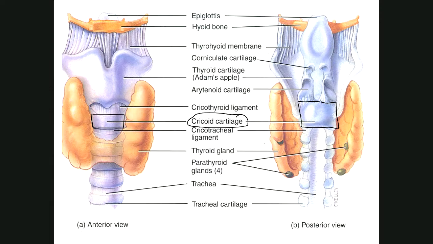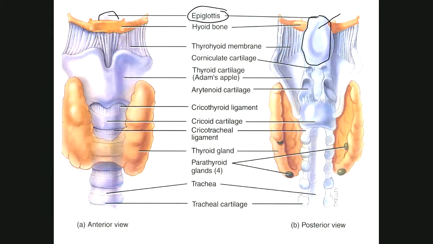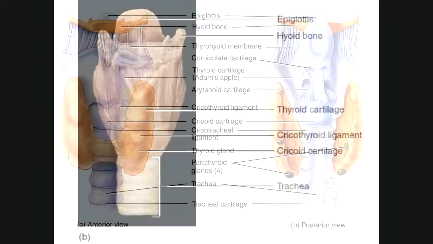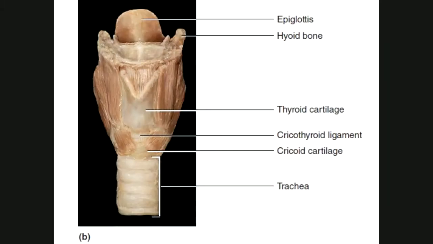And then the third one that's single is this one right here. And if you look at it, it looks sort of tongue-shaped. That is the epiglottis. And it's the job of the epiglottis to close off the opening to the respiratory system when you swallow. So here's a real one. And we can see these cartilages, and there's the epiglottis right there.